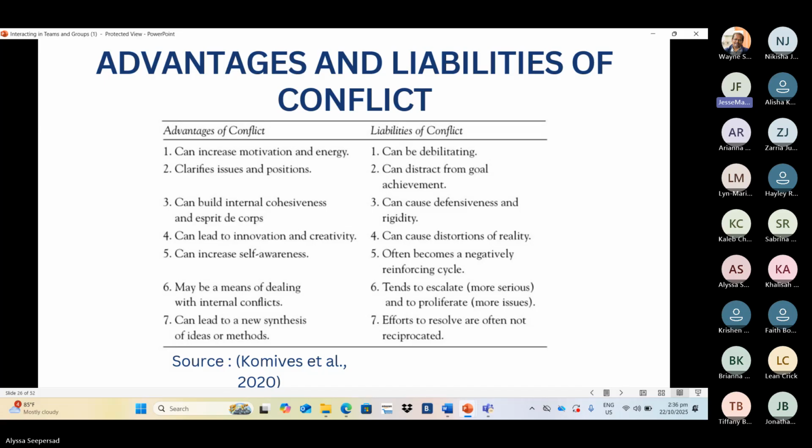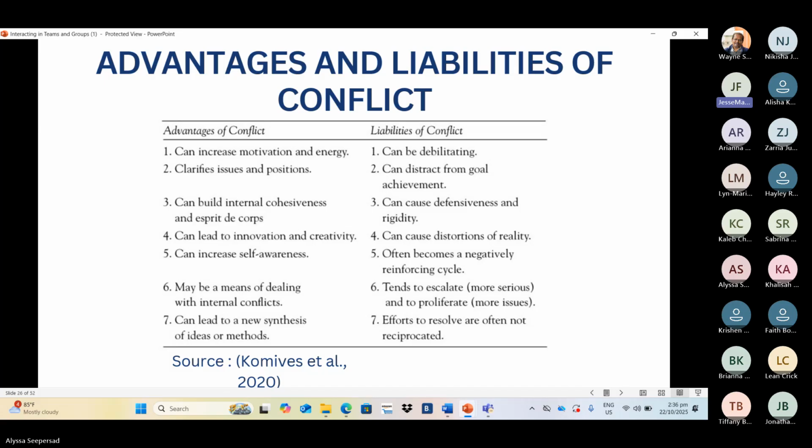It can clarify issues and positions. Conflict can help everyone understand what's going on and where they stand in terms of role assignments and who's doing what. It can build internal cohesiveness and esprit de corps. I hope I'm pronouncing that correct. This is a French phrase and it is used to describe the morale of a group. So essentially, facing these challenges and these conflicts can help the group to feel more united and it can bring the members together.